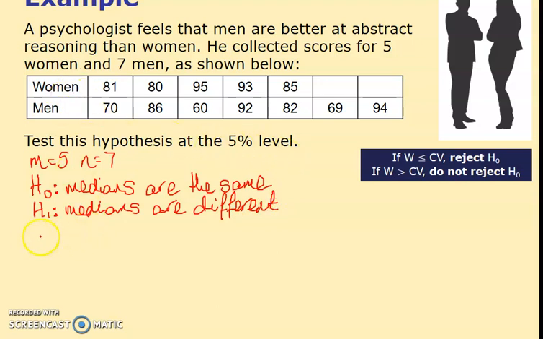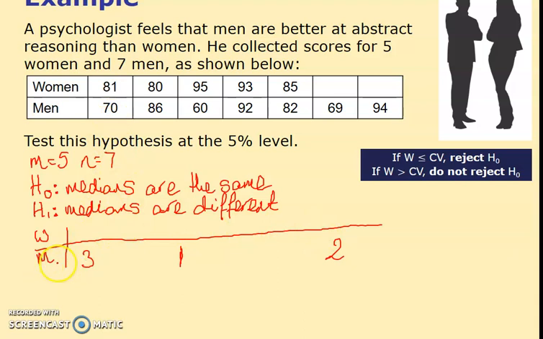So anyway, having got that, I'm just going to list the women and list the men. I'm going to go through all these numbers and look for the smallest. That 60 is the smallest one, just quickly looking at them, so that gets a 1. The 69 I think is the next one, that's a 2. And I think the 70 is a 3.